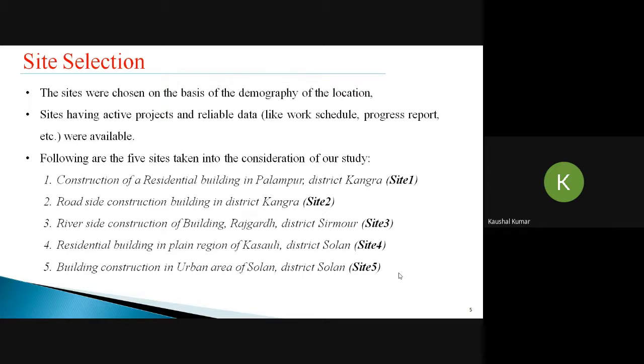Okay. So next is the roadside construction of a building, again in the Kangra district. The next one is the riverside construction of a building in the Rajgarh district of Sirmaur. The fourth one is a residential building in the plain region of Kasauli in the district Solan. And another one is the building construction in the urban area of Solan district.